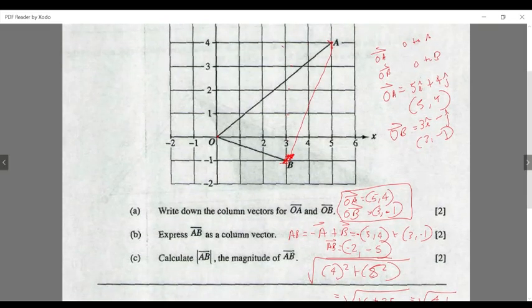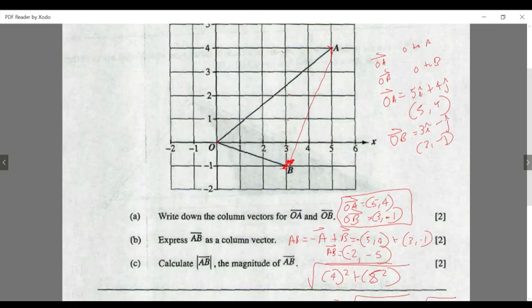So express AB as a column vector. So AB means that you're starting at A, going to B. So you can connect these. So I did two different methods. The first method was just that because I recognized that to go to OA, you have to do negative OA because it's in the opposite direction, and then positive OB to get AB. So I did this math here, and you can see that it's negative 5, 4, plus 3, negative 1, and then you're adding the x components and the y components. And AB is equal to negative 2, negative 5 here.